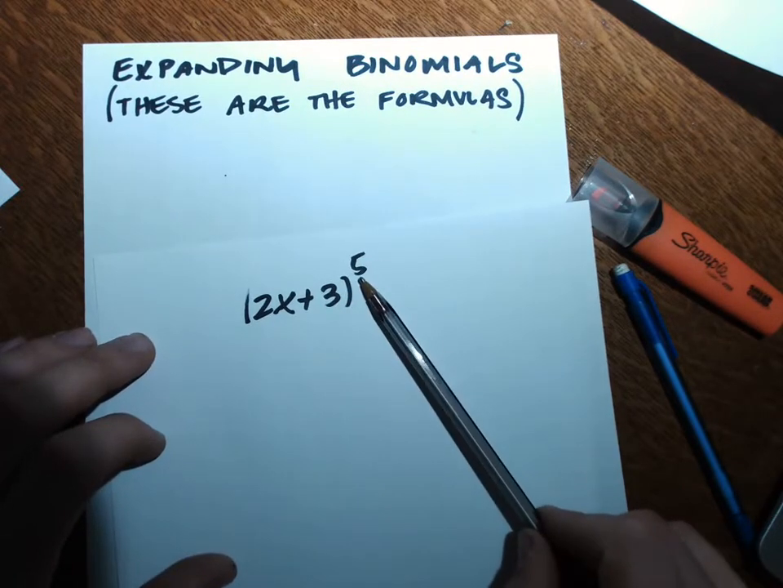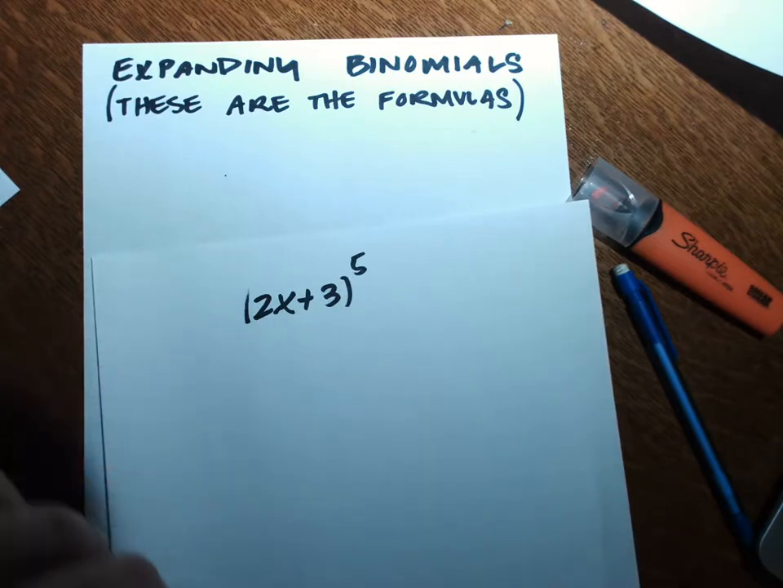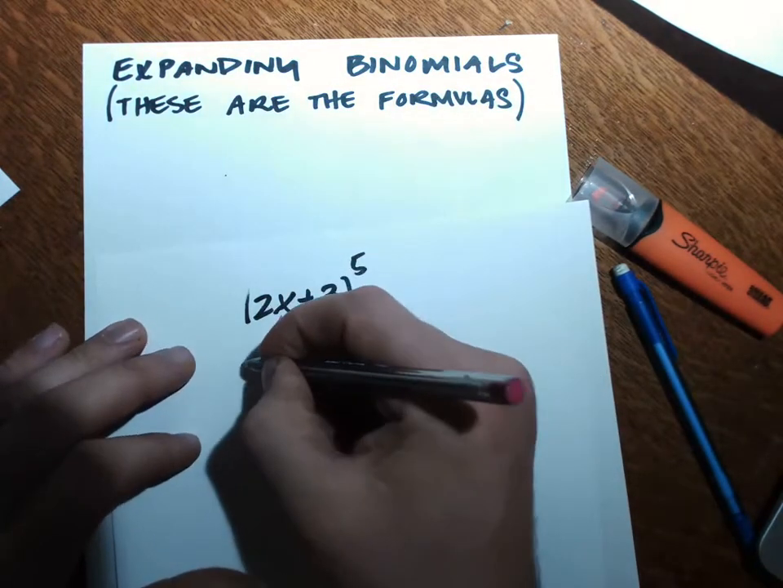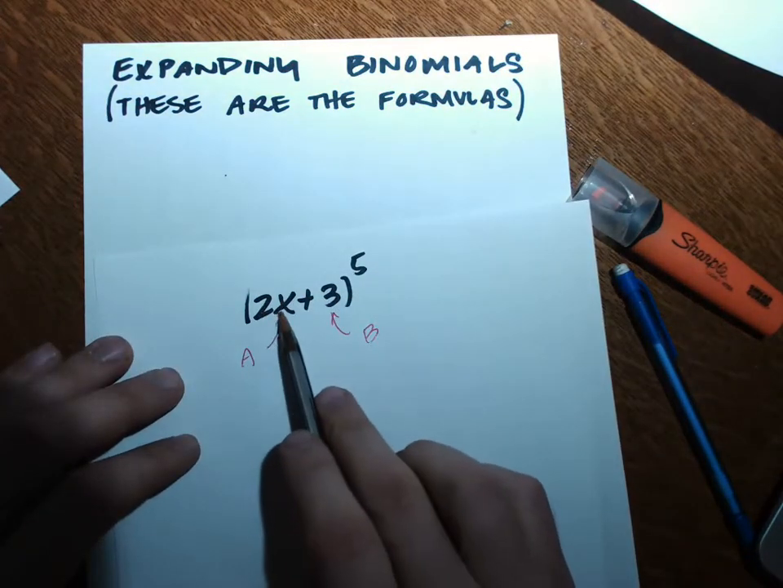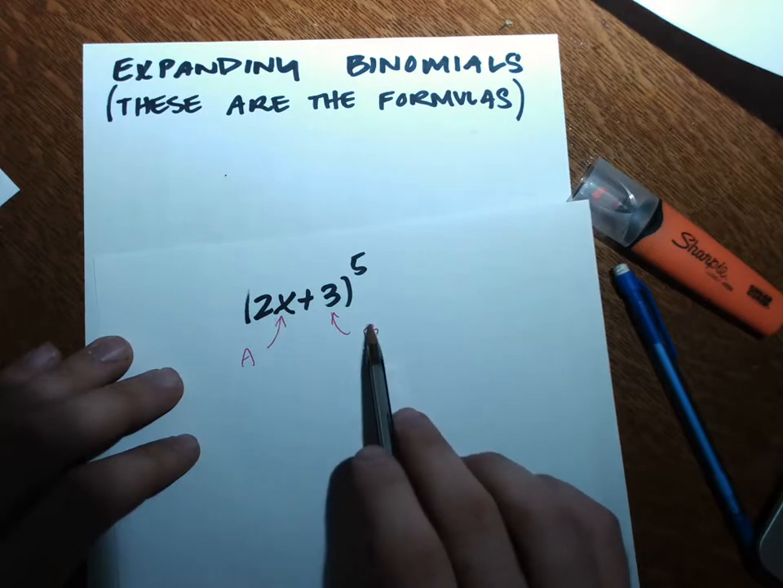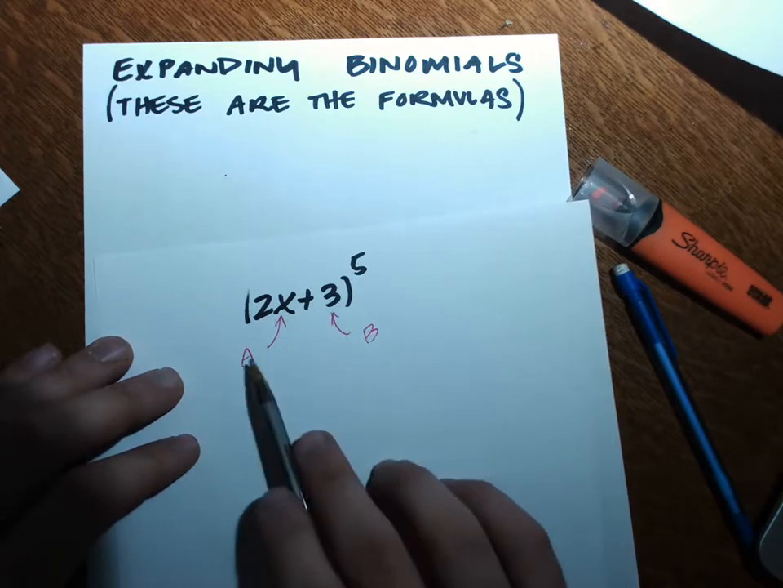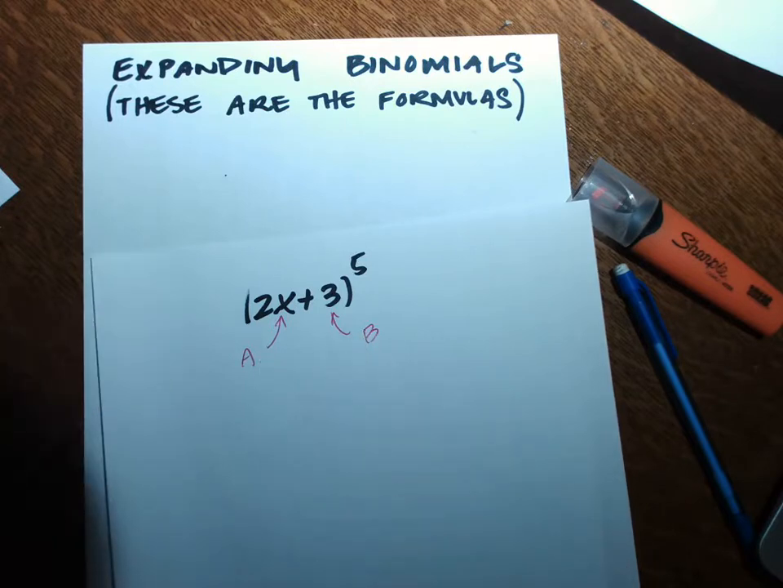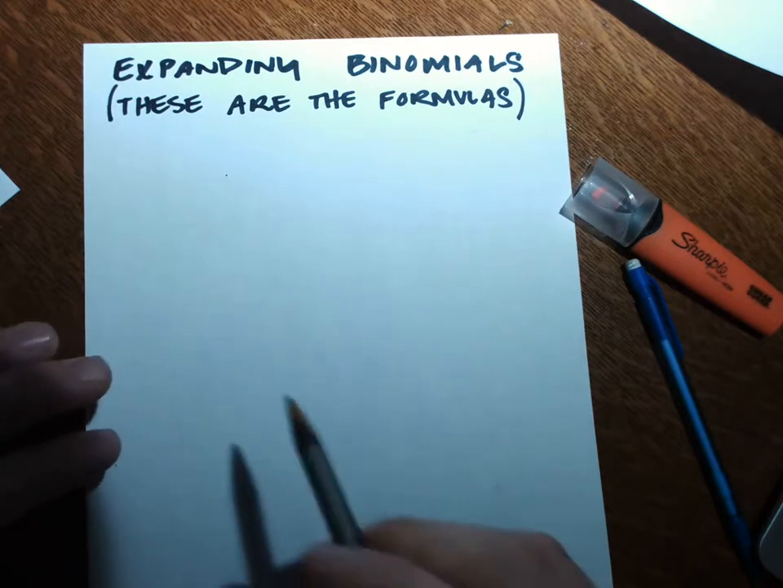Normally, we would have to take a number of steps with box methods to multiply all of the pieces out. But there are formulas that are going to save us a little bit of time. So I'm going to call the 2x the a, and the 3 the b. And we're just going to talk about the formulas with a's and b's so that we can use them in a broader variety of circumstances.